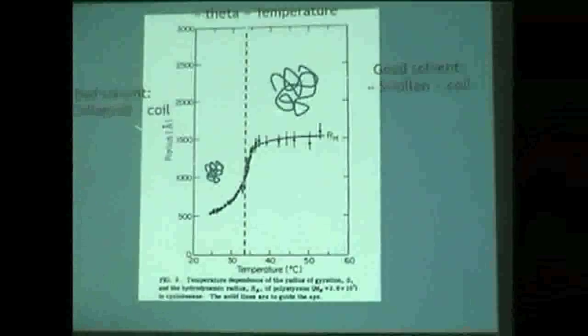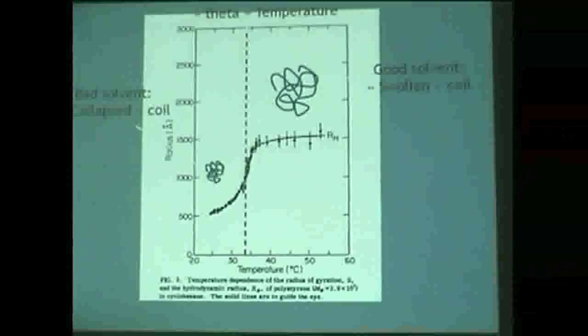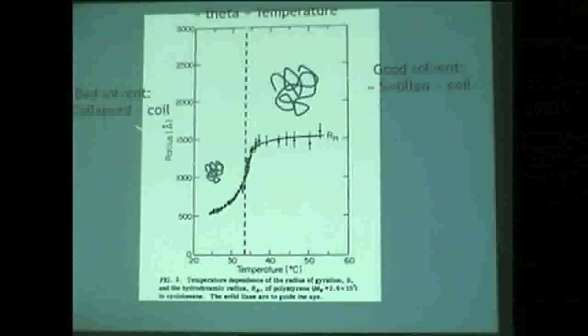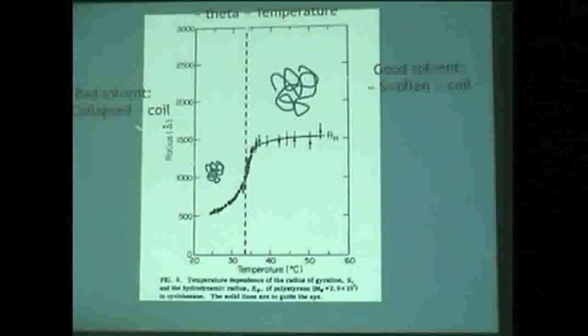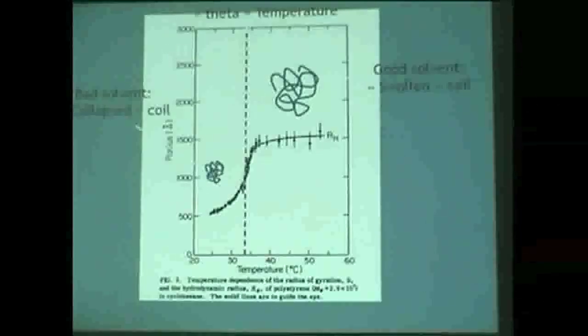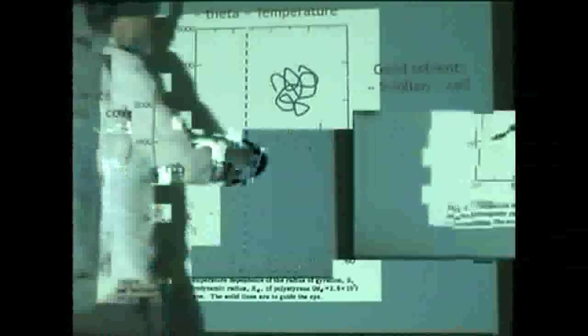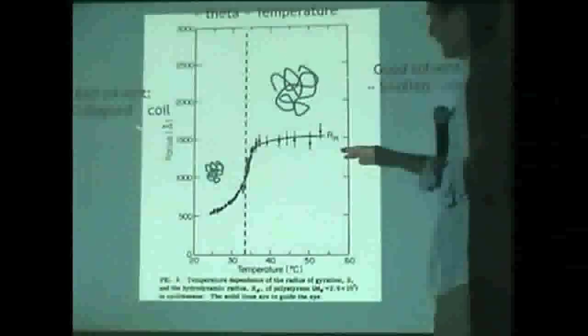Okay? So remember, polystyrene in cyclohexane, this is a typical apolar solvent. So remember what I told you. In that type of system, we are in good solvent conditions at high temperature because chi is inversely proportional to T. So you have to increase the temperature to have a small chi and to have a good solvent condition. Okay? So at high temperature, we are in good solvent conditions.